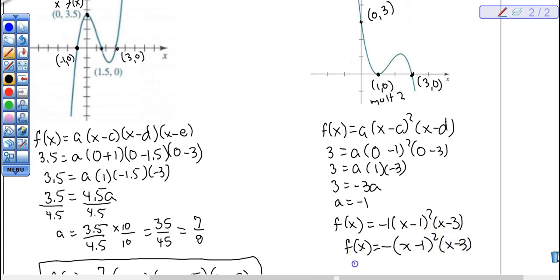Homework for tonight is 4.3a. It is 2 through 6 even, 7, 10, 12, and 14.